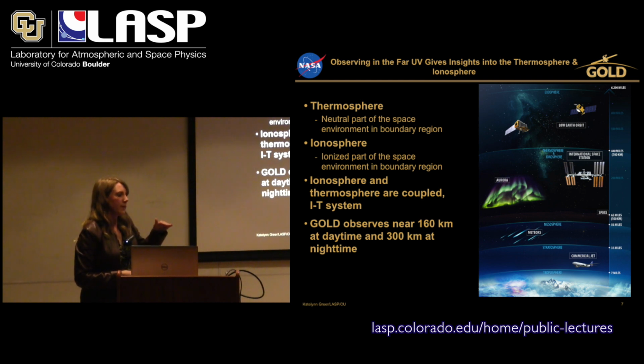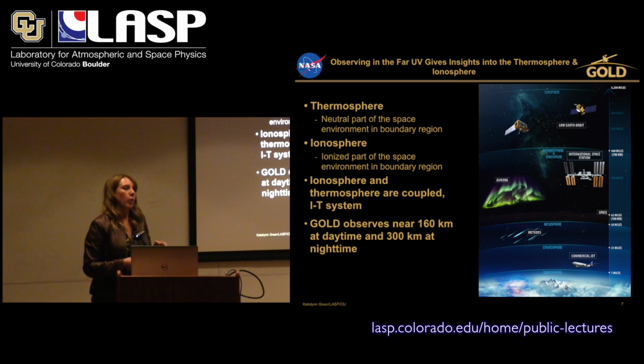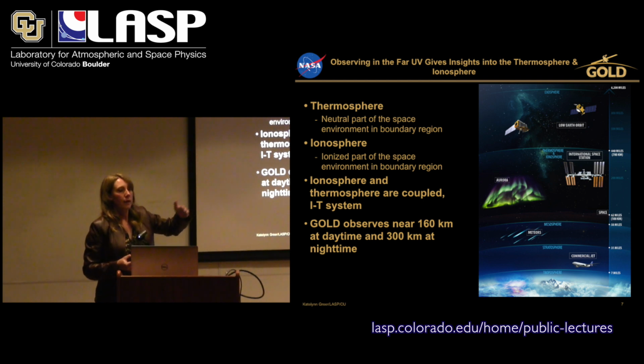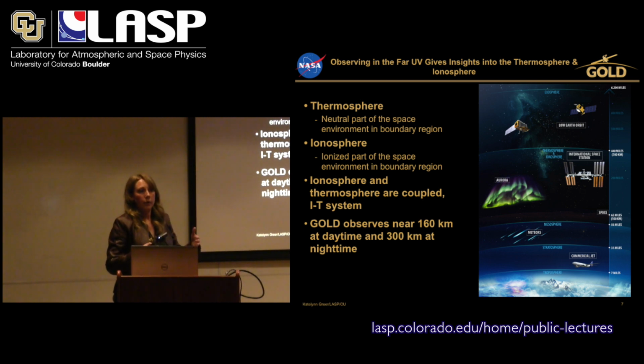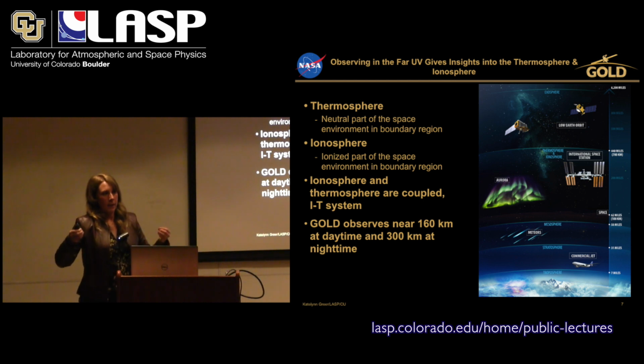Embedded within the thermosphere is the ionosphere. The ionosphere is where particles have become ionized, or charged. This usually happens by photoionization, where extreme ultraviolet light from the sun comes in and energizes whatever atoms or molecules are there, separating the electrons from the ions.